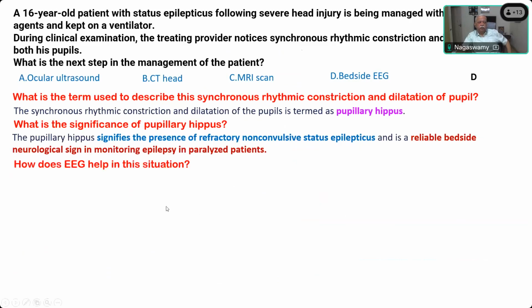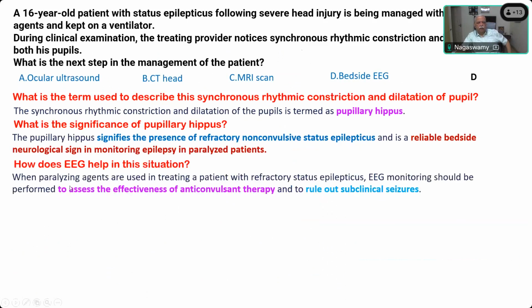How does EEG help in this situation? Of course, it assesses the effectiveness of anticonvulsant therapy and rules out subclinical seizures. Okay, that is how it is helping.